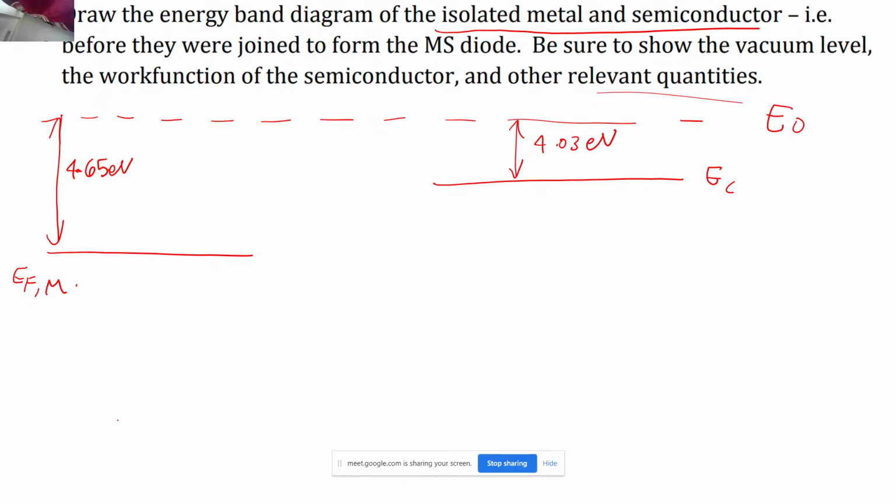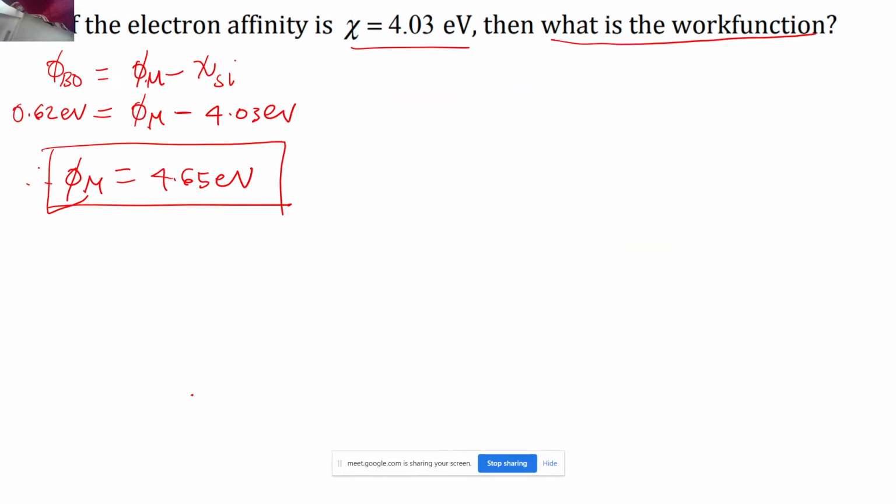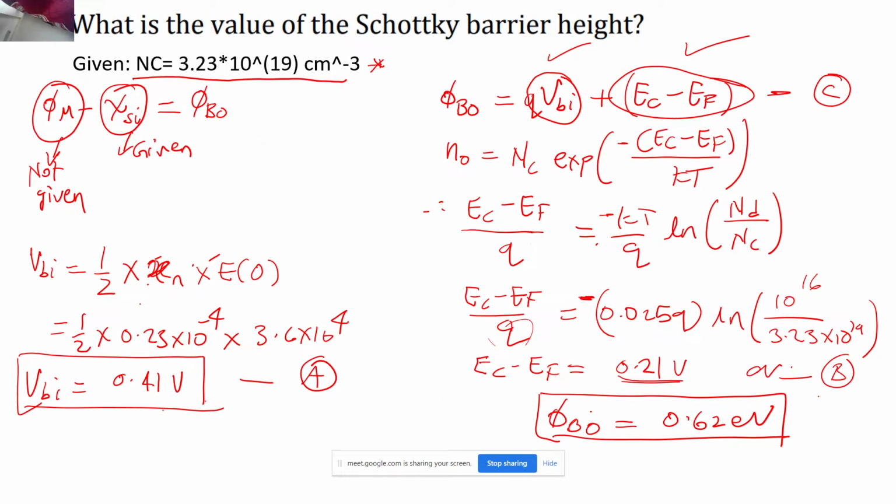Now we have calculated at what distance the Fermi level will be from EC, right? So if you look over here, this is the value of EC minus EF, correct? So it is 0.21 volts. If I consider it in terms of electron volts, the reason why the volts was here is because I had divided over here by Q, correct?